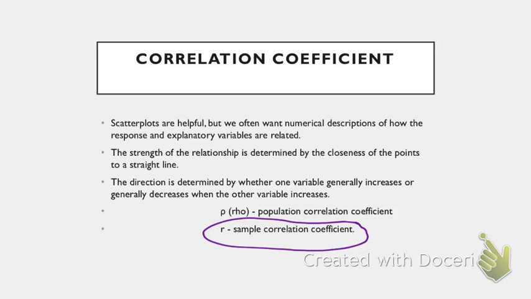Like power? Kind of like power, like how strong the points are between each other. So just looking at the points, something is stronger if the points are closer together. Something is weaker if they're further apart. And then the direction, it's either positive or negative. That's your direction, so if your correlation is increasing or decreasing.